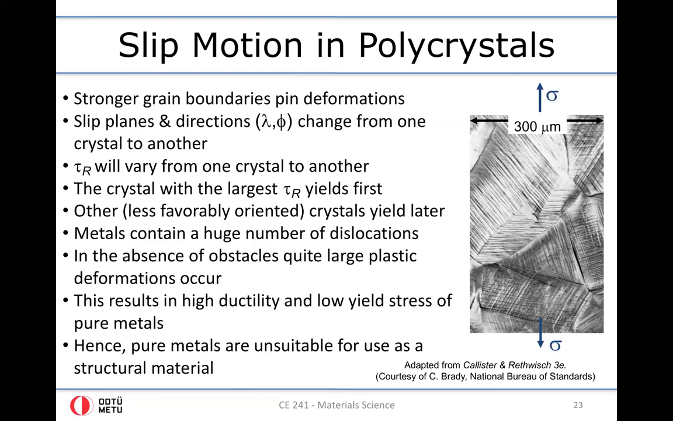So this results in high ductility, in other words, the capacity of a material to deform without breaking, and low yield stress of pure metals. So pure metals are not suitable to be used as a structural material for that reason, because generally they are very soft. Instead, what we use are polycrystalline materials that are tougher and possess higher yield stress.